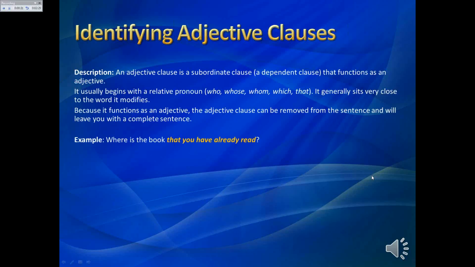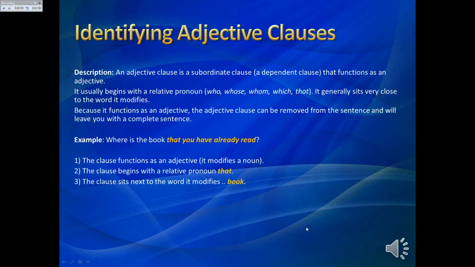Where is the book that you have already read? Well, clearly, here is our adjective clause, that you have already read, and it does modify book. So let's look at the criteria. It functions as an adjective. It modifies a noun, which of course is book. It begins with a relative pronoun. Here are your relative pronouns that begin adjective clauses: who, whose, whom, which, and that. There we are with the that.